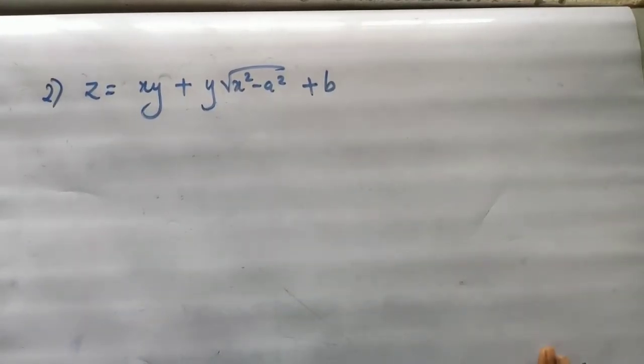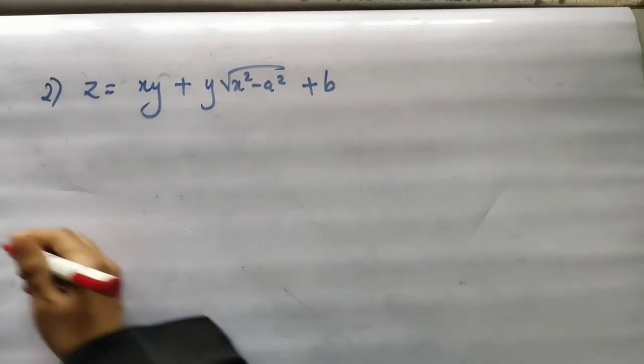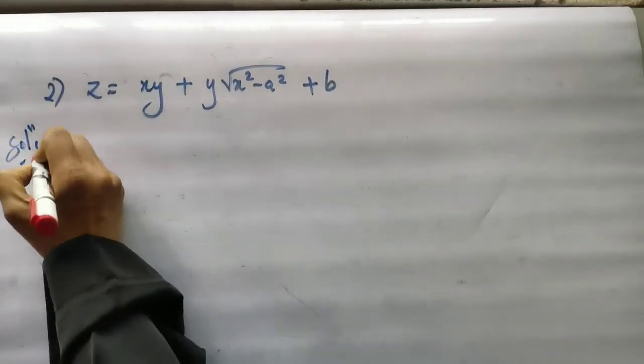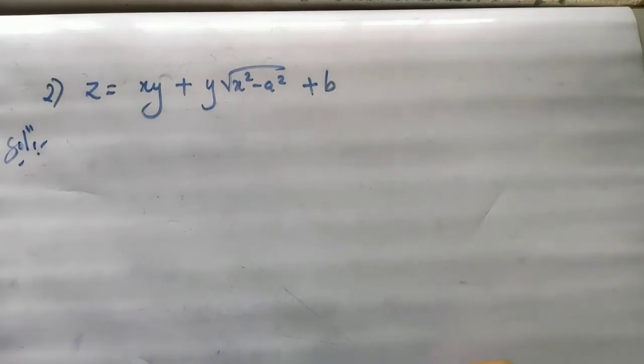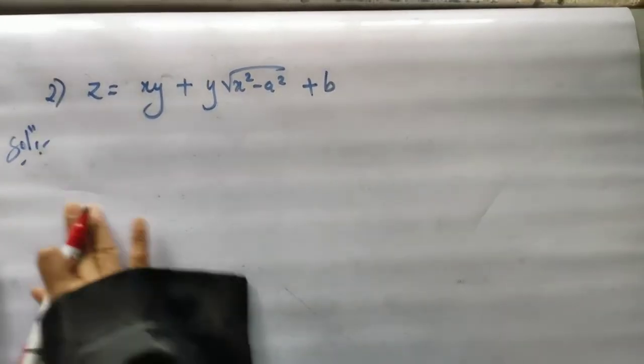z is equal to x into y plus y into root of x square minus a square plus b. Here a and b are once again constants that they have to be eliminated. Okay, for that let's start differentiating the given equation with respect to x and y partially. So directly I will start with differentiating.